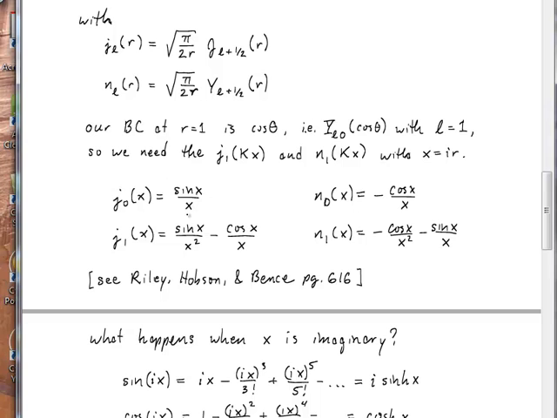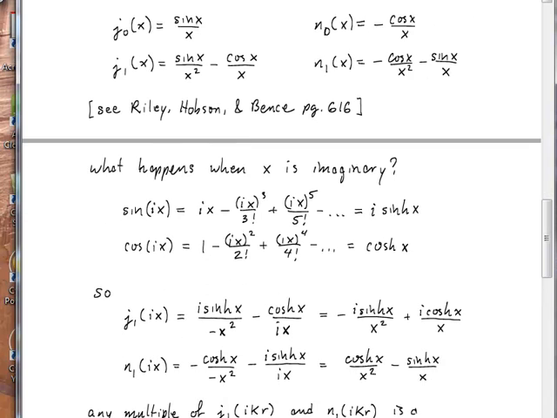Here are the J0 and N0 expressions. We don't need those. The ones that we need are J1 and N1 of x, right? So these are exact expressions for the spherical Bessel functions in this case. And so now we can ask what happens to these nice clean expressions in terms of sine and cosine for the spherical Bessels, when we plug in an imaginary argument for x. Remember that r was the real variable and x was equal to i times r.